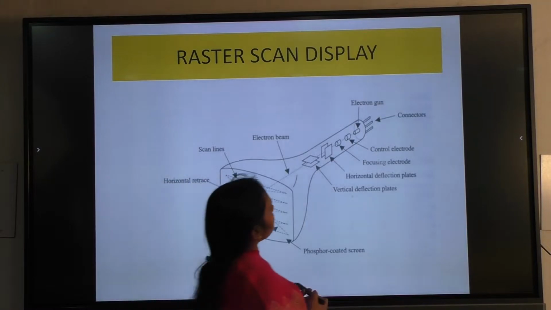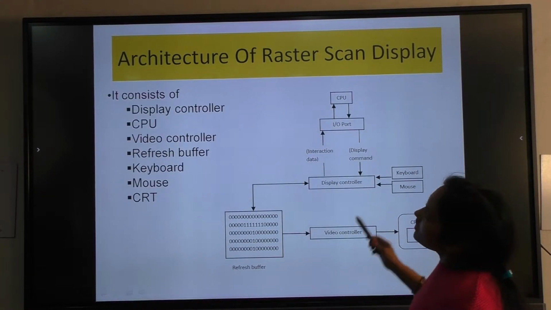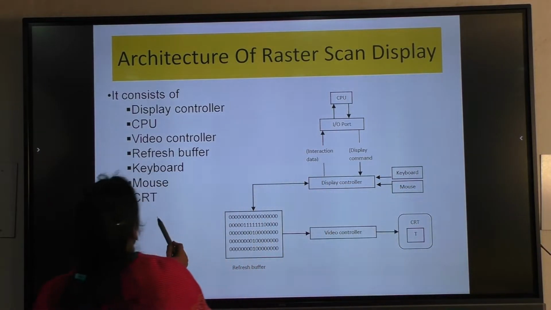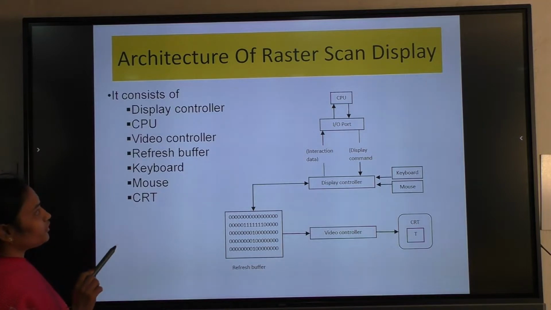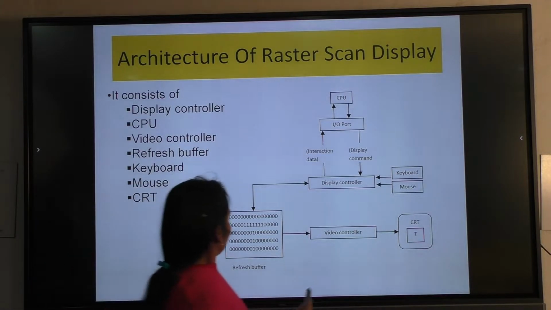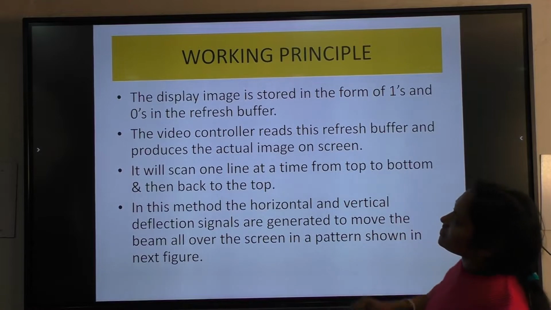So let us discuss in detail how it works. The architecture of a raster scan display consists of a display controller, CPU, video controller, refresh buffer, keyboard, mouse, and CRT. Next we discuss the working principle of raster scan display.